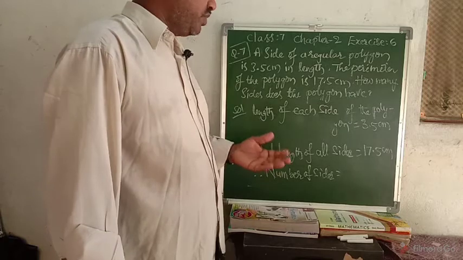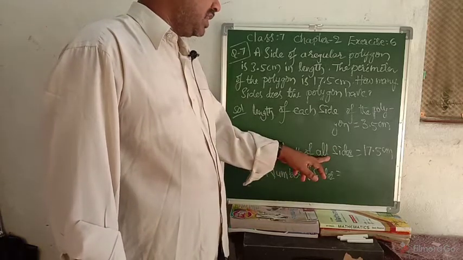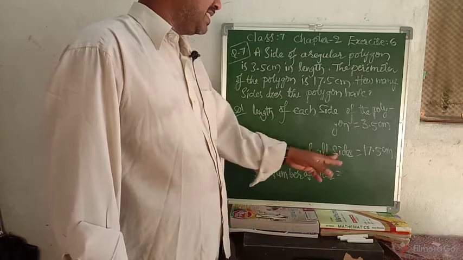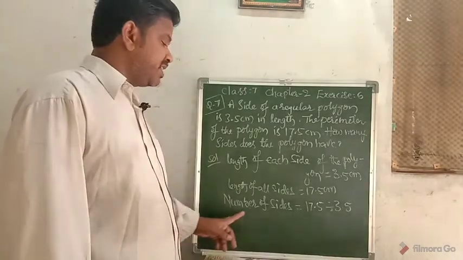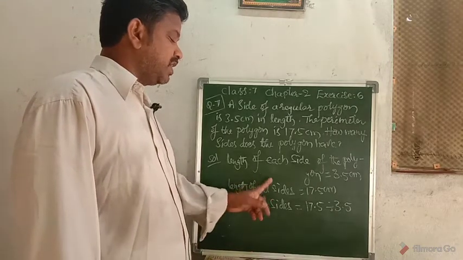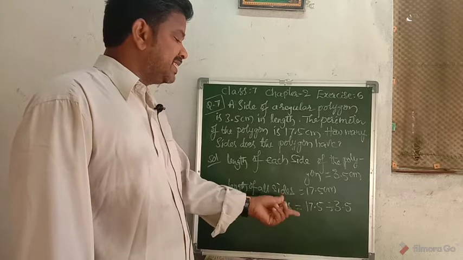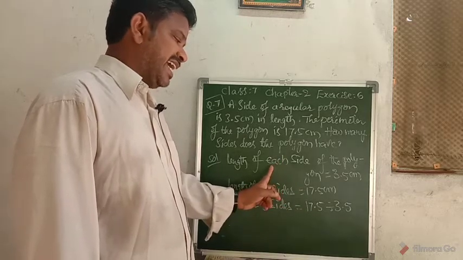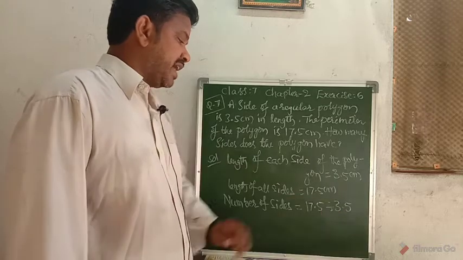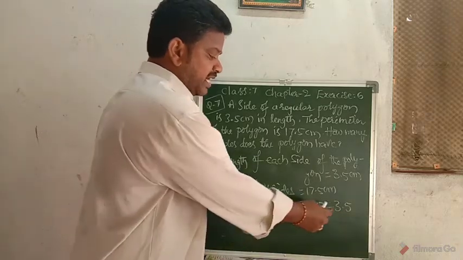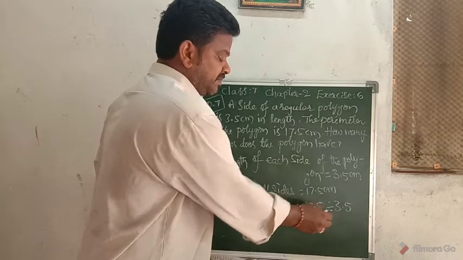How do we get the number of sides? The total length of sides is 17.5 centimeters. To find the number of sides in the polygon, we have to divide the total length by the length of each side. The total length is 17.5 divided by 3.5. 17.5 divided by 3.5. How to divide a decimal by another decimal?